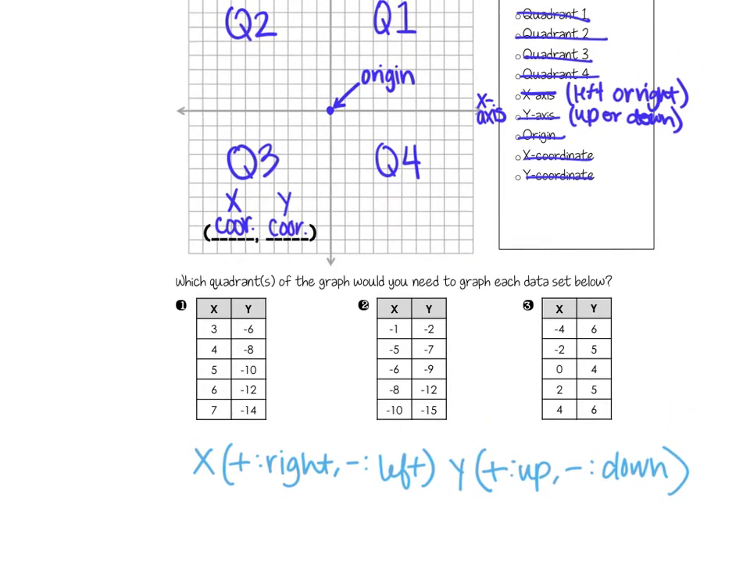All right, so the first one I have 3, -6 here. So I'm going to go from the origin, remember, 1, 2, 3, and then down 6. 1, 2, 3, 4, 5, 6.